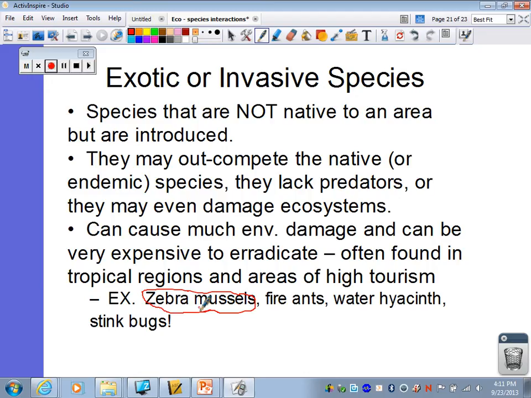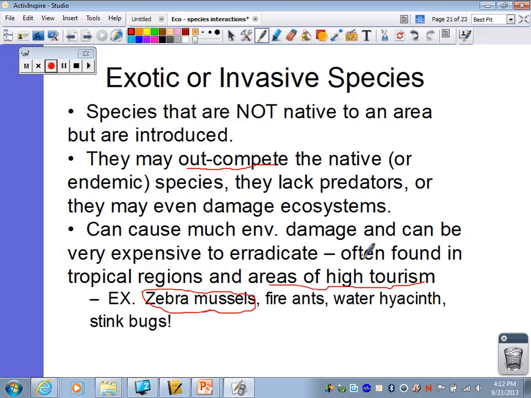Now, one of the things that make these things so dangerous is that they are really good competitors. So once they're introduced, a lot of times they can outcompete the native or endemic species that live here. They're really good at this because a lot of them lack predators. So once they're introduced here, they just really have a population boom and they can do a lot of damage to the ecosystem. Besides the environmental damage, they can be very expensive to try to eradicate. A lot of times they're found in areas that have tropical climates, and especially areas of high tourism where you see a lot of human traffic.